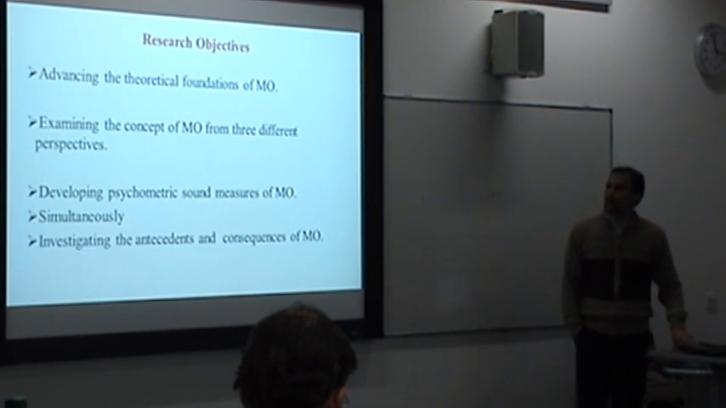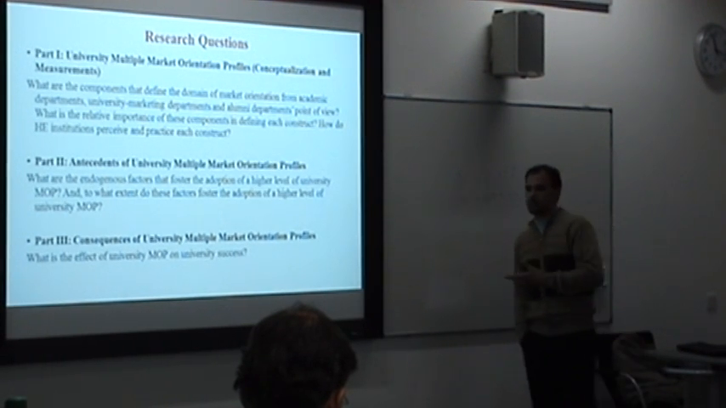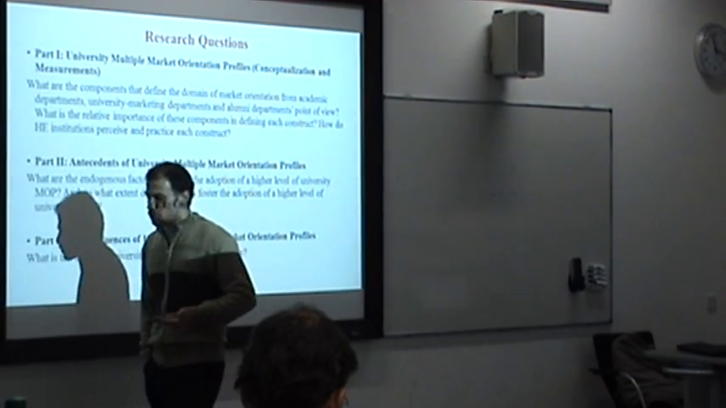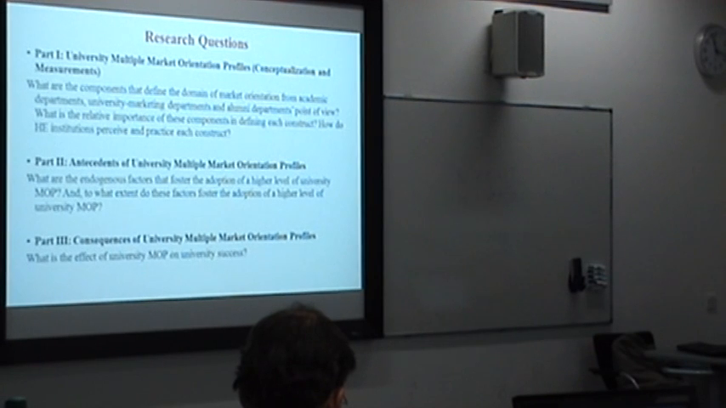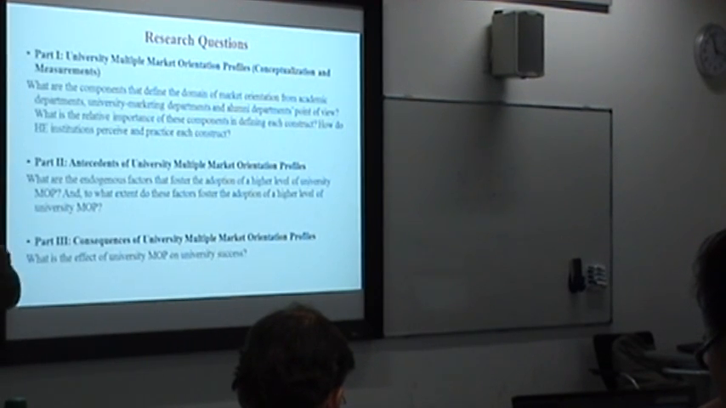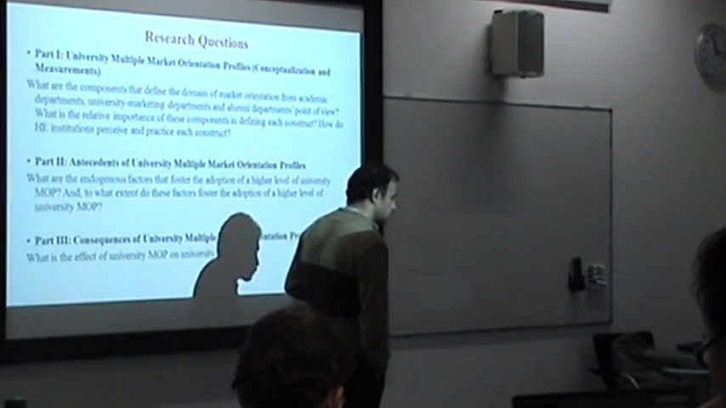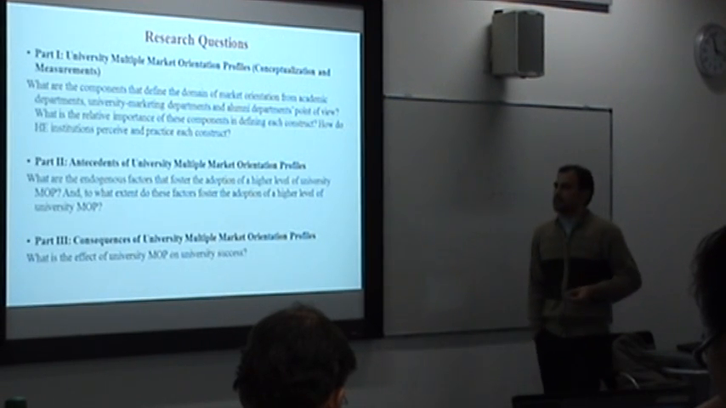Now, having said that, I'll move to the second part, which is the research questions, and as you see, my research focuses on 3 areas. The first one is on conceptualizing and measuring the construct, and basically I'm asking here about the components that define the concept of market orientation from these 3 different departments: university marketing departments, academic departments, and alumni departments, and how do higher education institutions perceive and practice each construct.